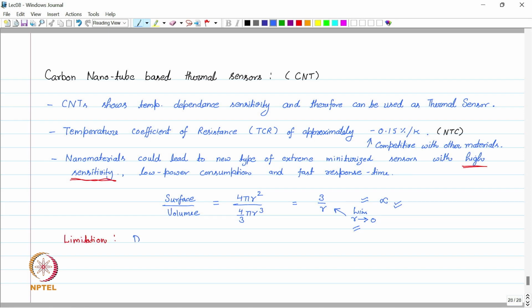Development of these nanomaterials sensors: integration of nanostructures with microfabrication.